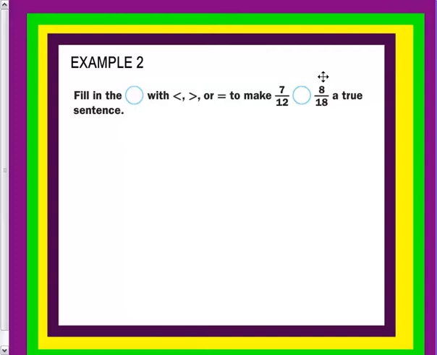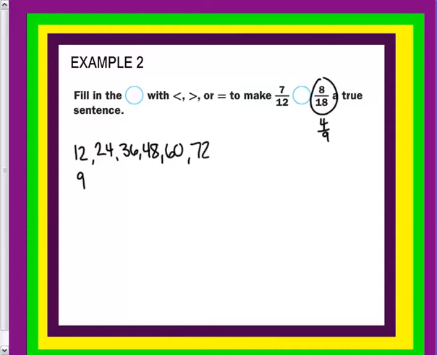First thing that I'm going to do is I want to simplify this 8/18. Okay, it would be like having 4/9. Okay, so we're looking for a common denominator with 9 and 12. Okay, so the multiples of 12 are 12, 24, 36, 48, 60, 72, 84, 96. Okay, so now let's try 9 and see if we get anywhere.